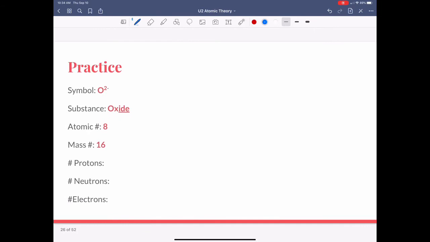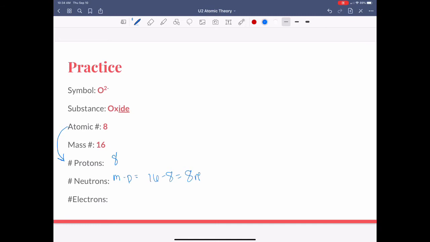All right, so let's look here. Another example. Oxygen, 2-. We call this oxide. Atomic number is 8. You'll see that on your periodic table up top. And then it gives us the mass, which is 16. So we know our atomic number and our number of protons are the same. So 8 and 8. Neutrons. This time we need to find our neutrons. So neutrons is mass minus protons. All right, so our mass is 16, our protons are 8, so I have 8 neutrons.